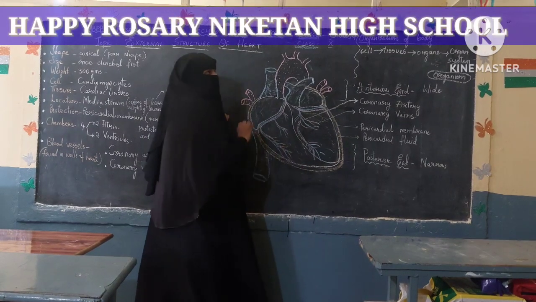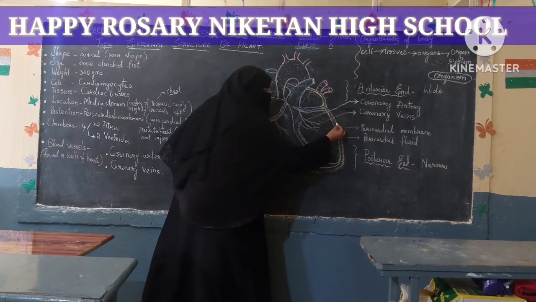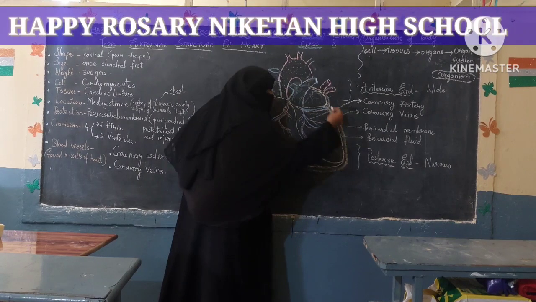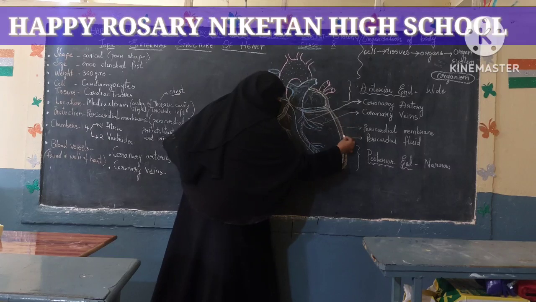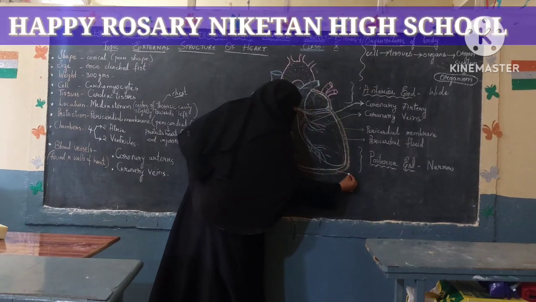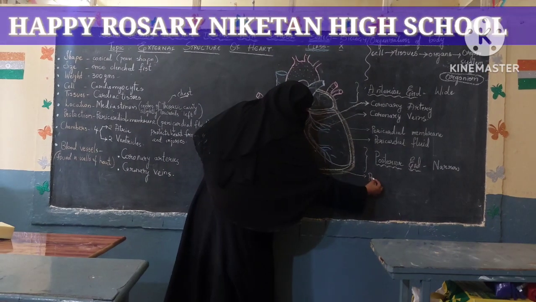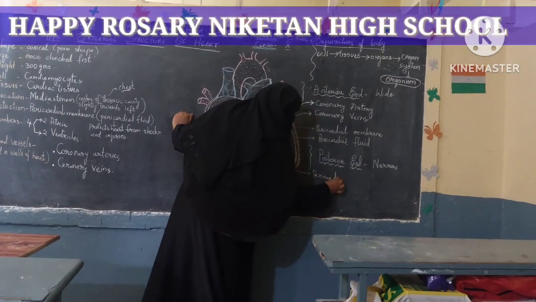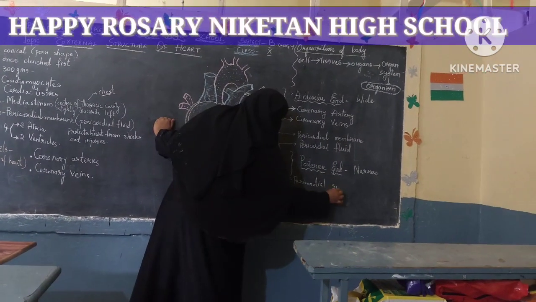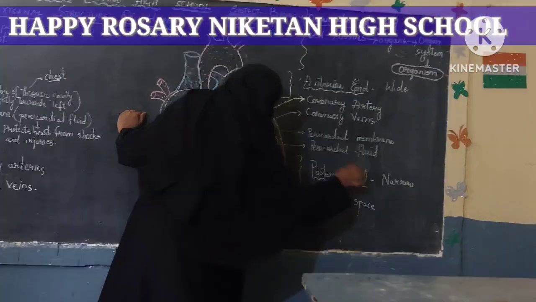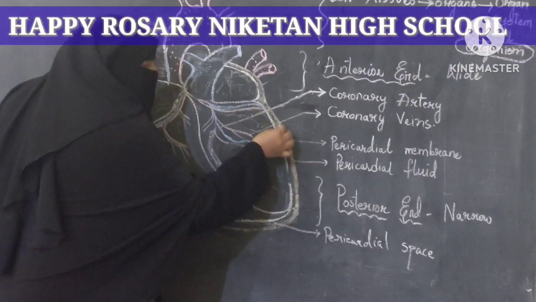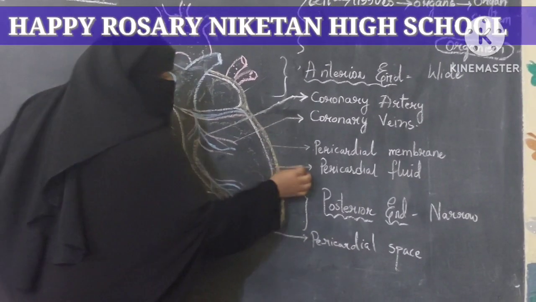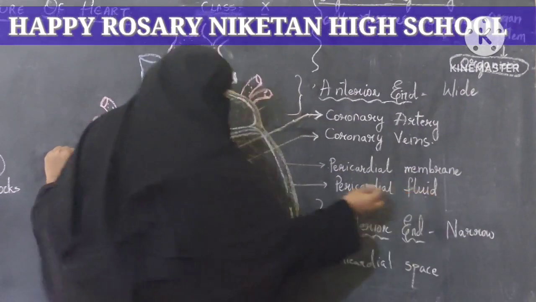How does it protect the heart? This space, if you can observe, the space between the heart and the pericardial membrane is called the pericardial space. What is it called? Pericardial space. This space is not empty, but it is filled with fluid. This fluid is called pericardial fluid.